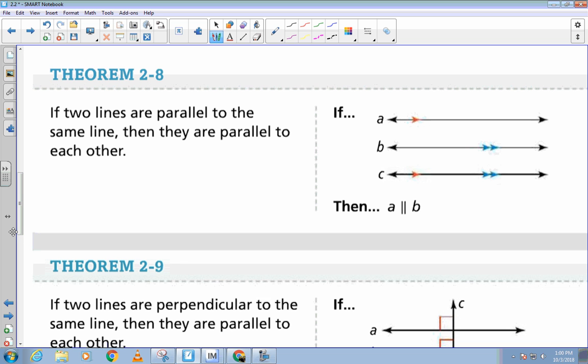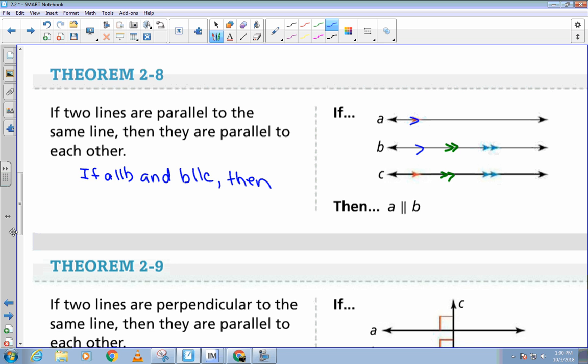Alright, so we've got two more theorems. This is two parallel lines. If two lines are parallel to the same line, then they are parallel to each other. Okay, so two lines are parallel to the same line. So let's say that A and B are parallel. These are these two lines right here, okay? So those two are parallel to each other, and B and C are parallel.